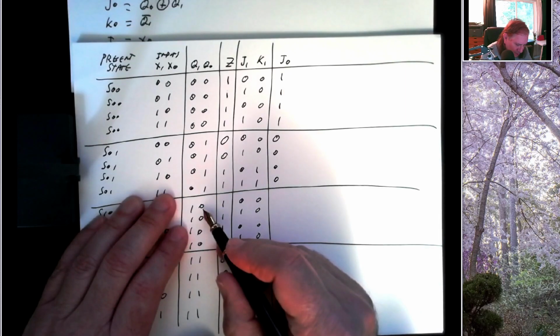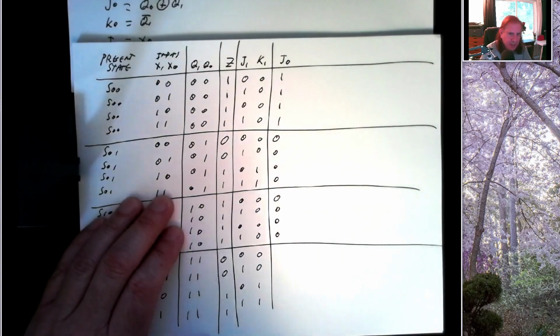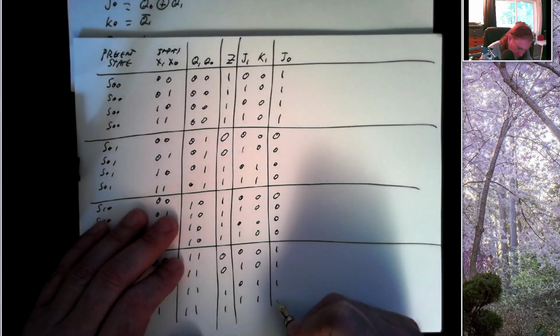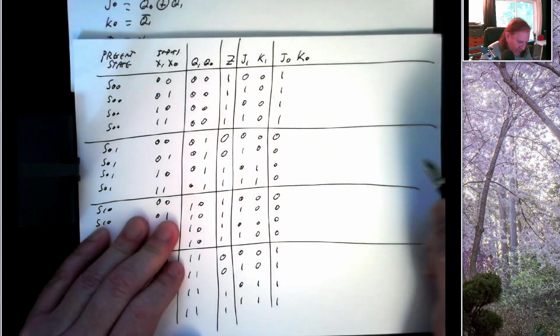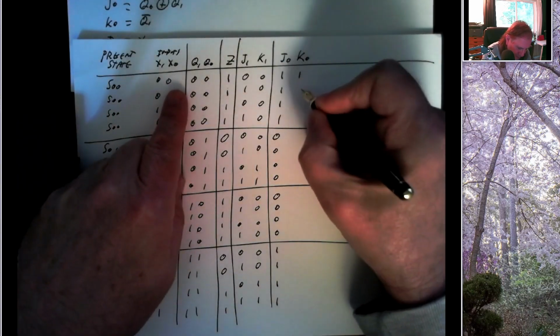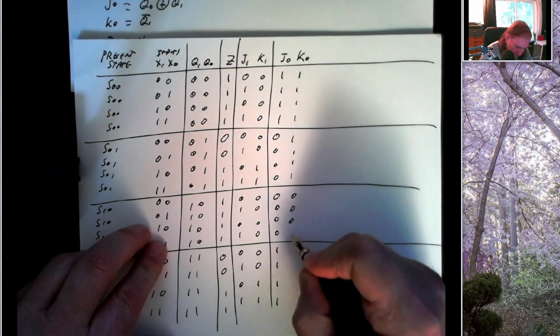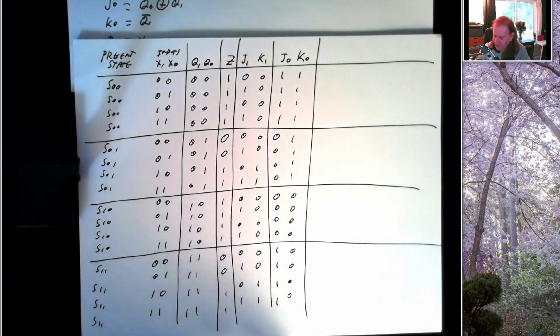Here, Q0 bar is a 1, Q1 is a 1, and 1 XORed with 1 is a 0, because in an XOR you can only have one input being a 1. And here, Q0 bar is a 0, Q1 is a 1, 0 XORed with 1 is a 1. So that's J0. And finally, K0 is just the complement of Q1. It's just Q1 bar. So I can just copy this Q1 column and flip my bits. Alright, so there's the inputs to the flip-flops.